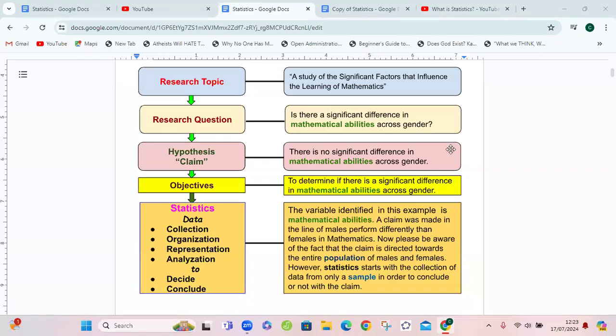So in a nutshell, once you are processing data collected from a sample in order to fulfill a certain objective, which in turn will allow you to authenticate or falsify a particular hypothesis so that you can empirically answer a research question which was posed about a research topic, then you are using statistics, the processing of data.